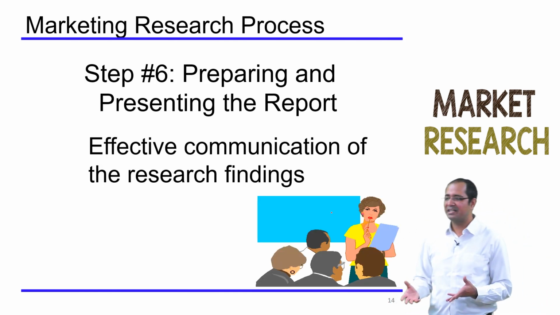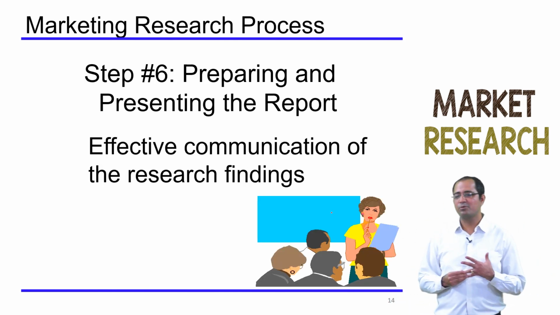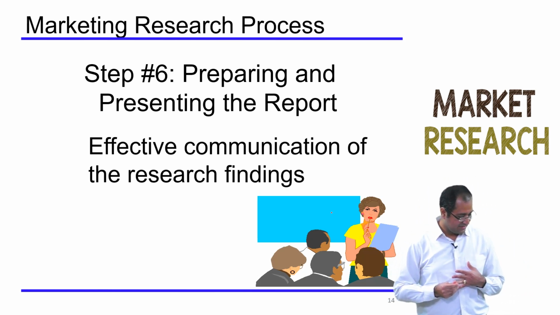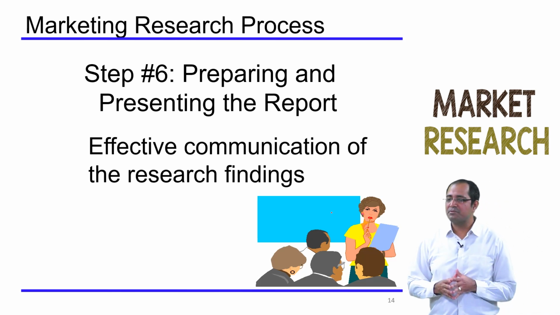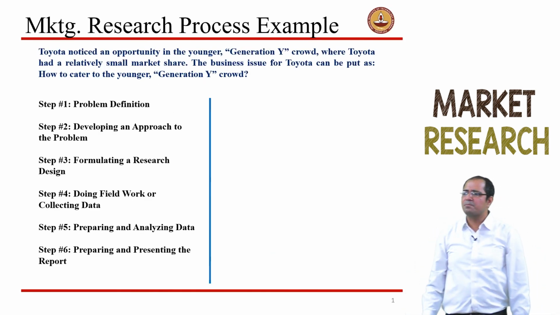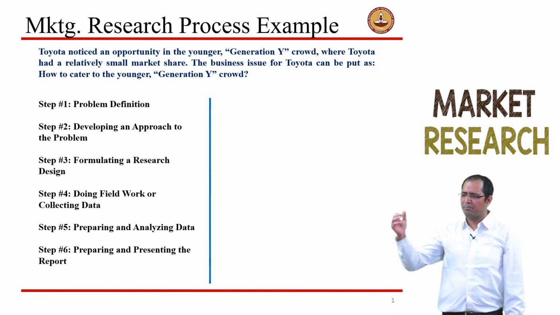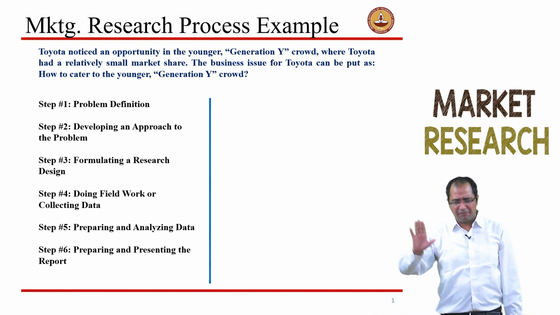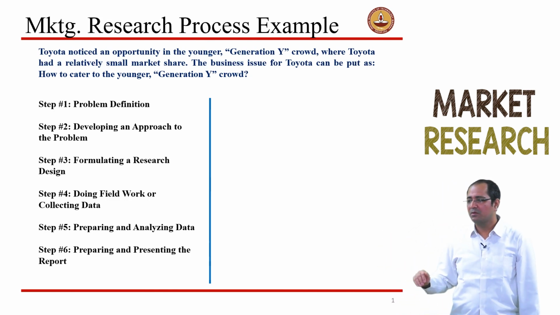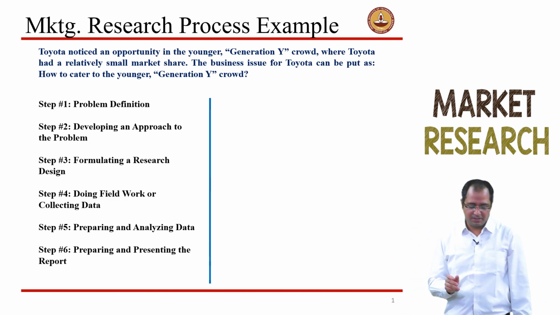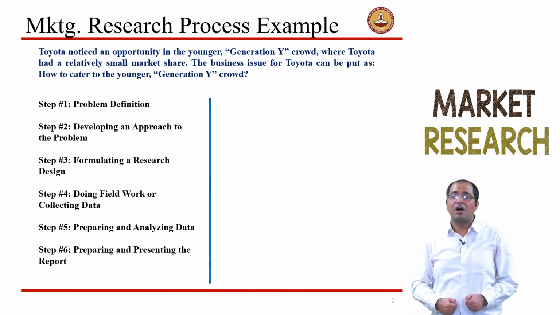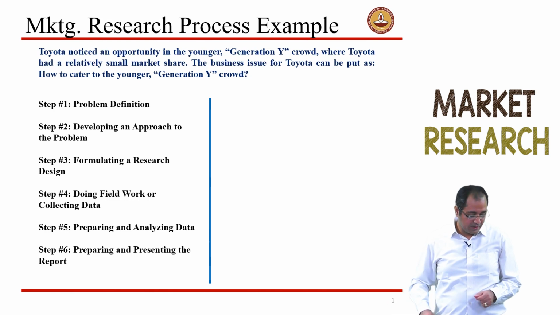The last one is preparing and presenting the report. That you people know very well. So these are the 6 steps of the marketing research process. Let us quickly see a marketing research process example which is also there in your textbook. I have just put it in a very neat way, step-wise, so that you could understand when you will be conducting it in your project how it has to be done, and throughout the course how we are going to move.